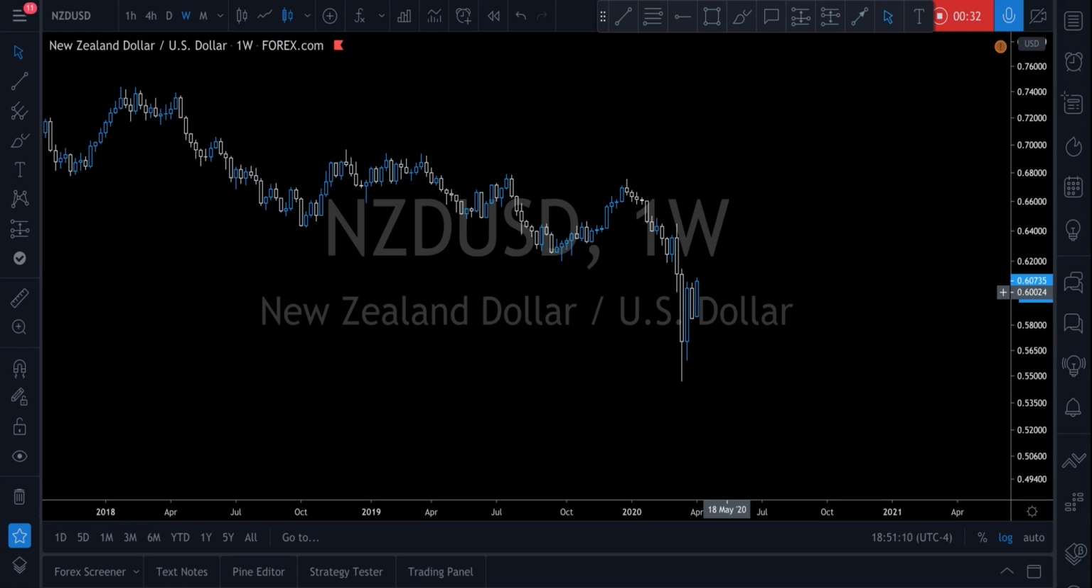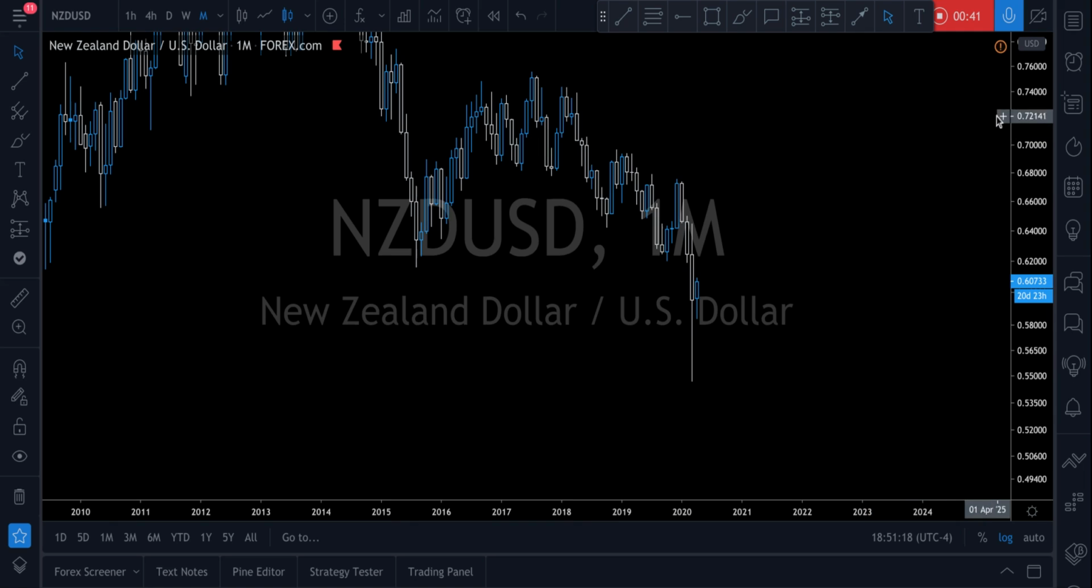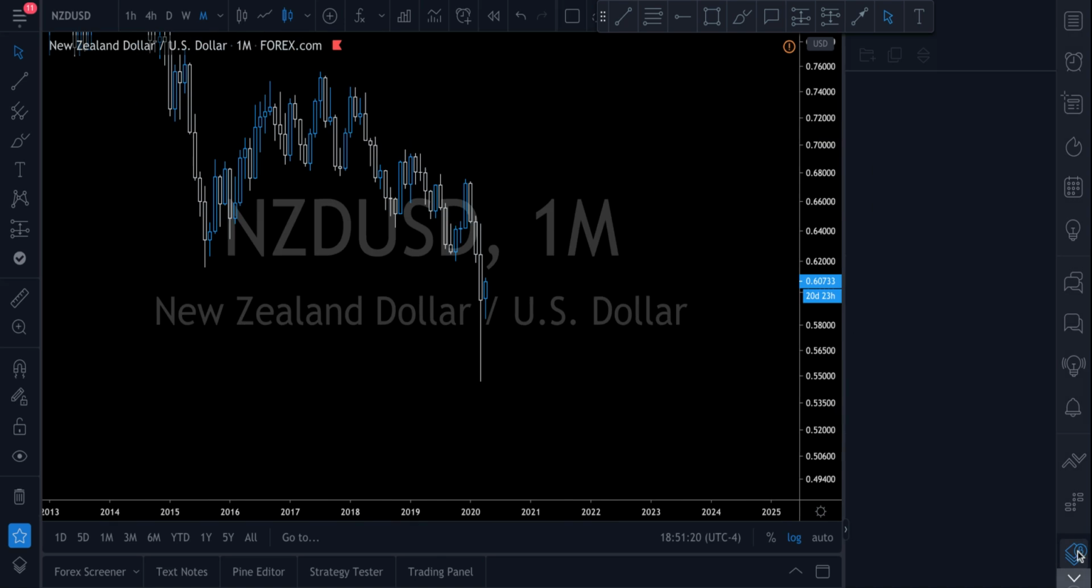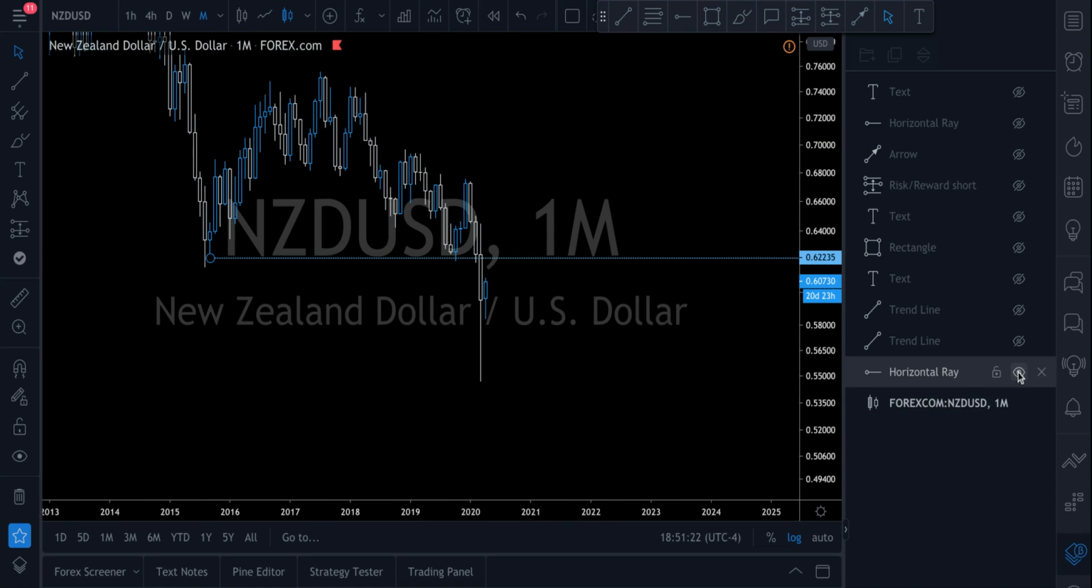Now, as always, I already did mark up this idea, so I'm just going to reveal some of these objects, and then I'm going to explain more or less what I was looking at. So we'll start on the monthly time frame and kind of work our way up. As you can see here, this is just one of the major areas of structure. We see that it was support here, and then it got tested as support once more, and we broke through that area of support. So that's why I marked up this horizontal ray.